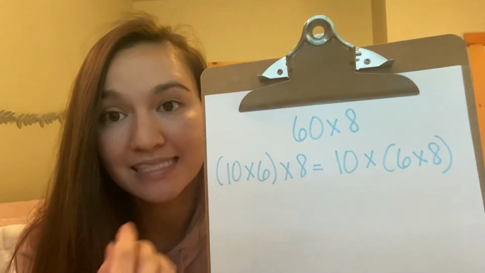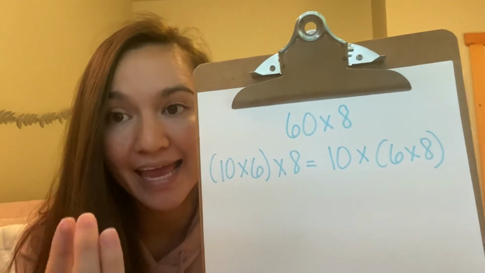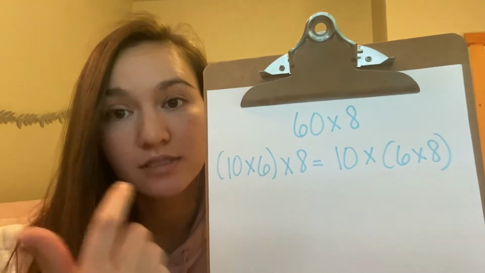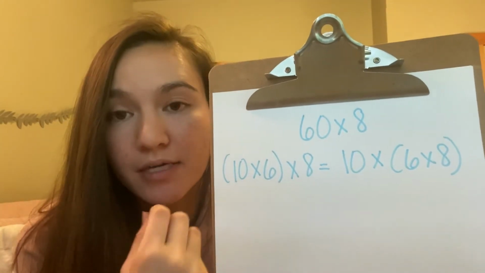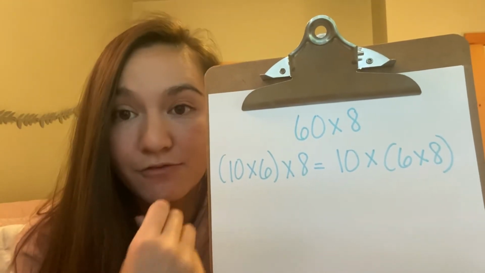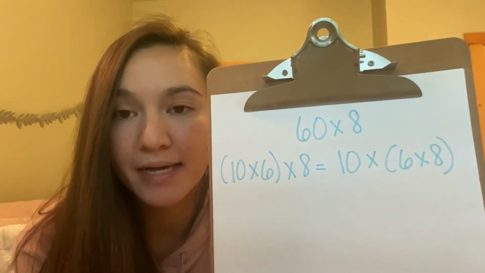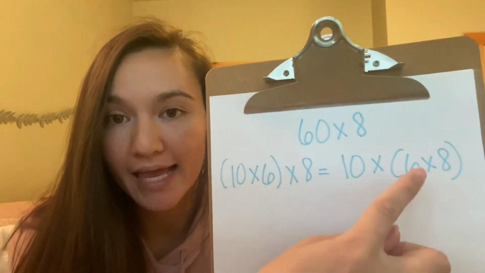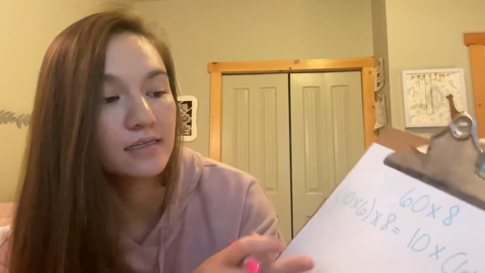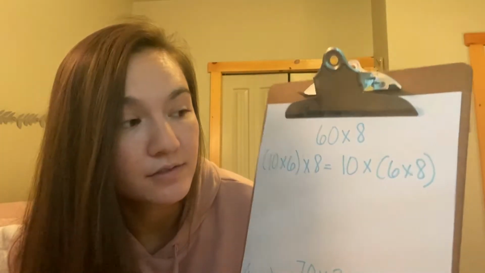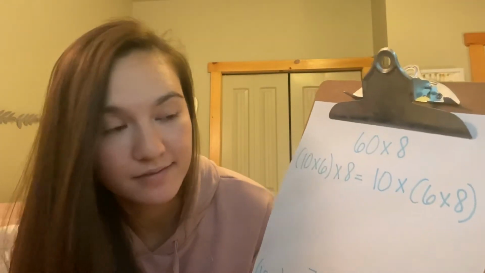But instead of counting 60 by 60s 8 times, I'm going to use this equation. So 10 times 6 times 8. So I'm going to multiply 6 times 8 first, and then multiply that number by 10. So I can count by 8s 6 times, or by 6s 8 times. So if I count by 8s 6 times, I get 8, 16, 24, 32, 40, 48. Okay, so 6 times 8 is 48.